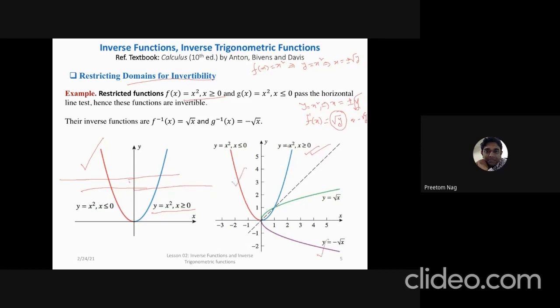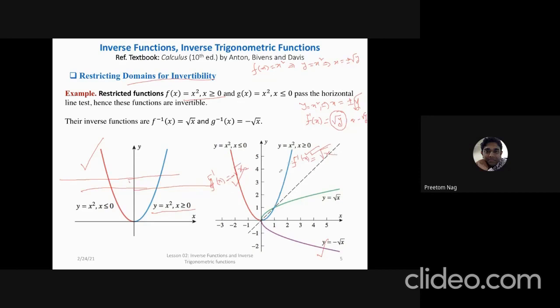So for y equal to x square, x greater than or equal to 0, our inverse function f inverse of x is basically square root of x. When y equal to x square, x less than 0, then our inverse function f inverse of x will be minus square root of x. Okay, so that is what we can see in here.